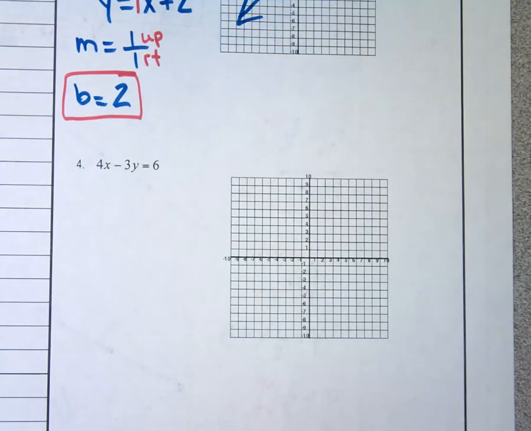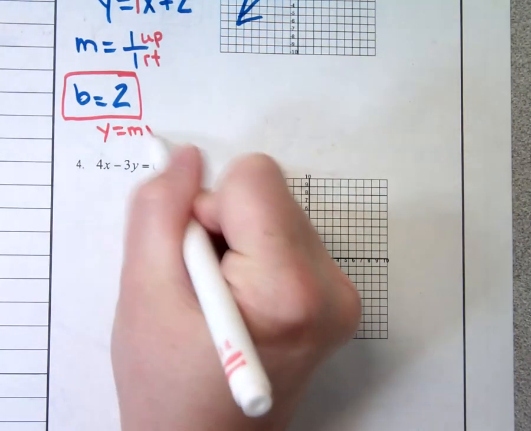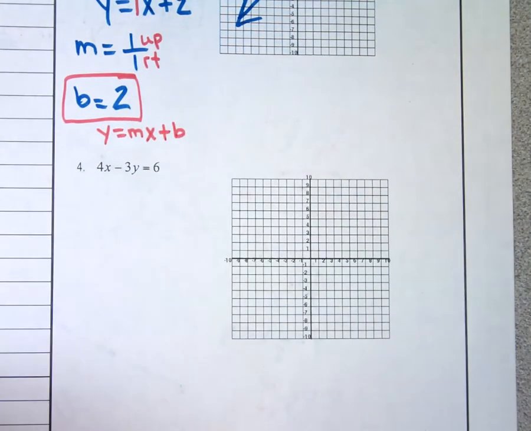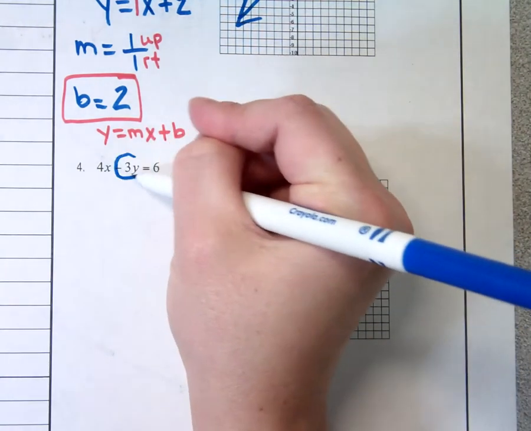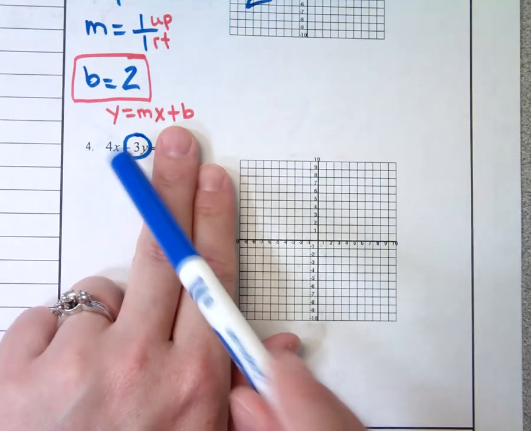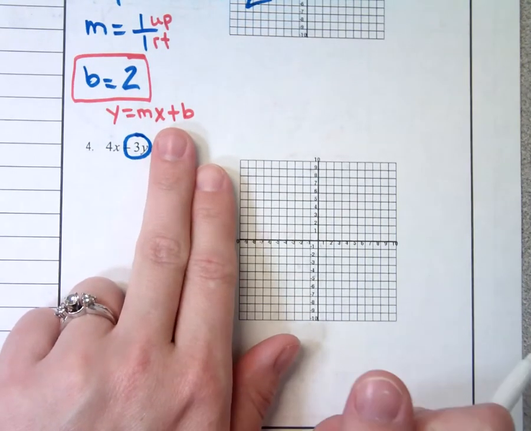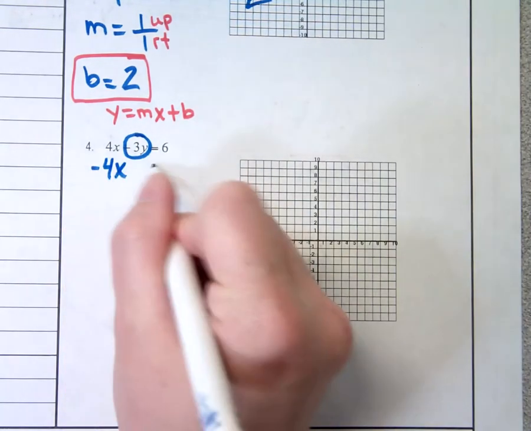Okay, number 4. Does number 4 look like it's in slope-intercept form? Does it look like y equals mx plus b? No, it does not. So I'm going to circle everything smushed with my y. Whatever's outside my circle, I'll add or subtract. So how would you move the 4x? I would subtract it. So I'm going to subtract 4x from both sides.